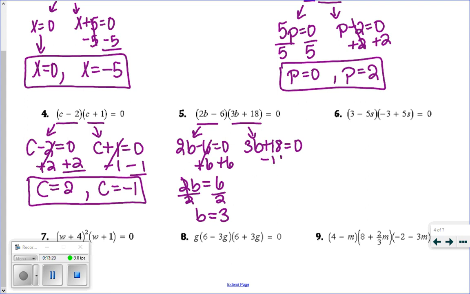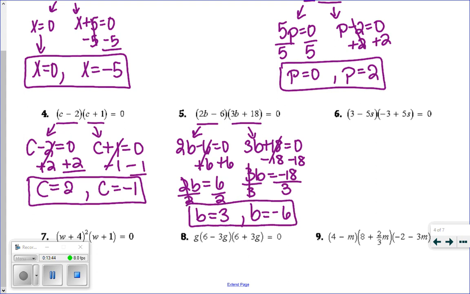Let's do the other side. First, we'll move the 18. Do the opposite sign there. That leaves me with 3b equals -18. Then in the second step, we'll do the division. So if this is ringing a bell from the fall, that is correct. Solving equations, two-step, multi-step equations is back in business here. It's been a while. And then -18 divided by 3 is -6. So these would be the two possible solutions that would make our polynomial equation true.